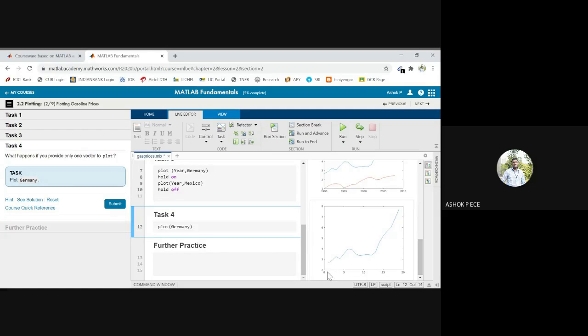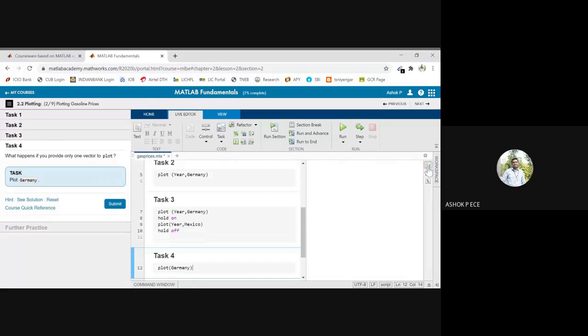And however many elements are there in Germany, it will start from 1 to that number. See, Germany has 19 elements, so your year will start from 1 to 19. So that is the one thing. If you don't include x-axis in your plot, x-axis will be taken default starting from 1. So for example, here we are plotting the price of Germany, right? Germany has 19 elements, as you see in the workspace.